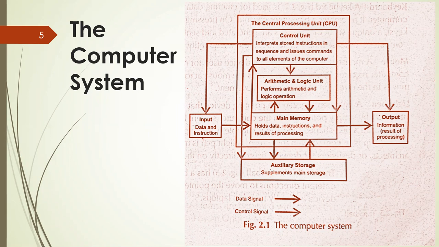In the control unit, the arithmetic and logical unit is there, where it will perform arithmetic and logical operations. After that, it will process, then it will go to the main memory, that is hard disk. In the hard disk, it will collect the correct information according to the processing, and the main memory will send it back to the arithmetic logical unit, and from the arithmetic logical unit, it will go to the control unit. From the control unit, it will show on the output device.